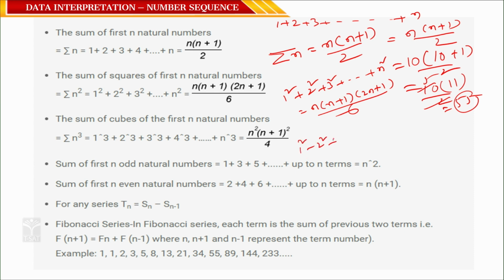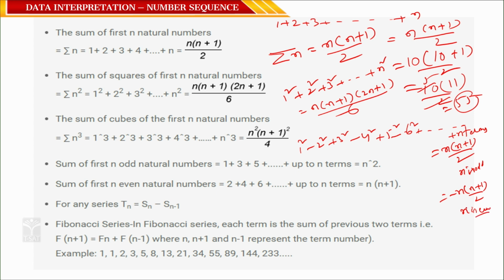1 square minus 2 square plus 3 square minus 4 square plus 5 square minus 6 square and so on up to n terms. This value is n of n plus 1 by 2 when n is odd. When n is odd, this value is n of n plus 1 by 2, and it is minus n of n plus 1 by 2 when n is even. You have to remember, this is a very, very important statement.